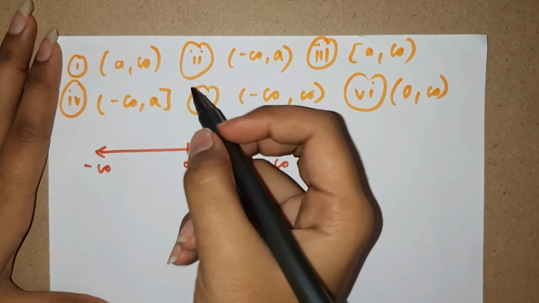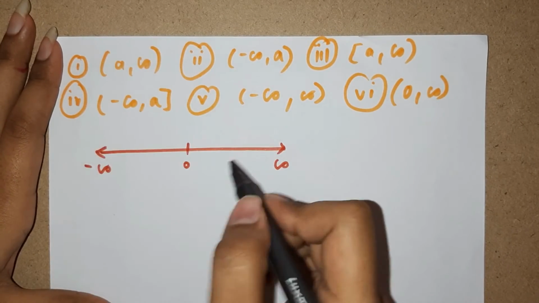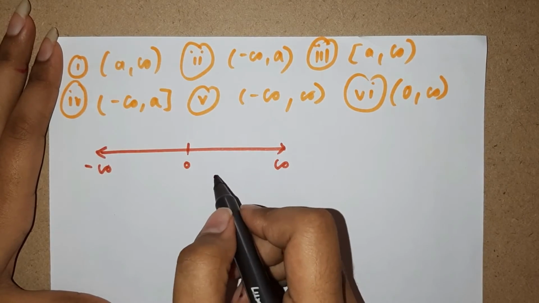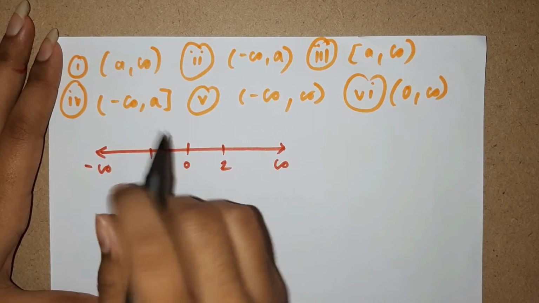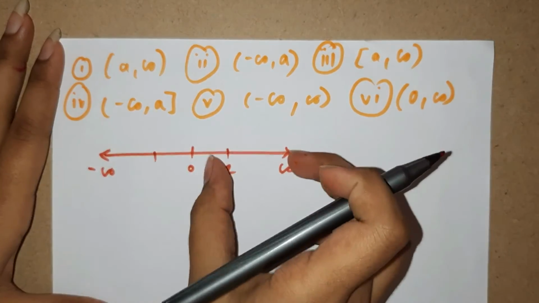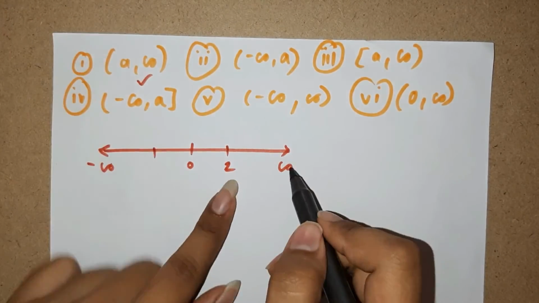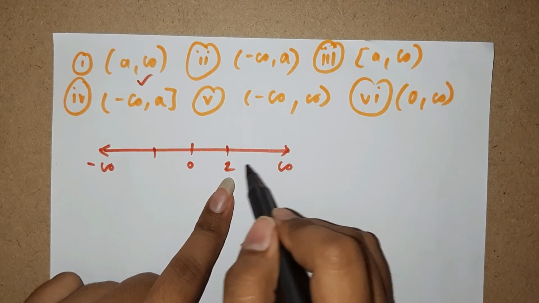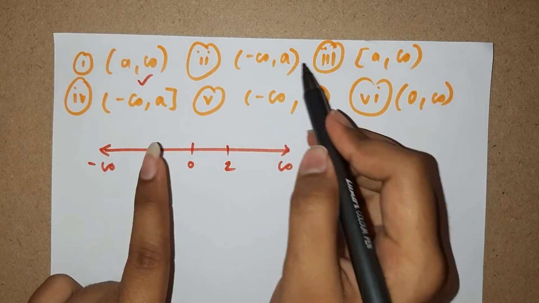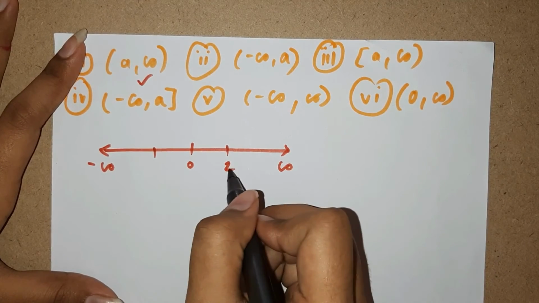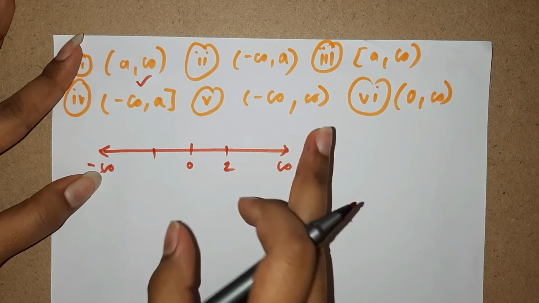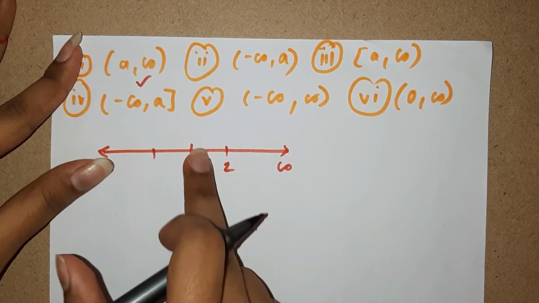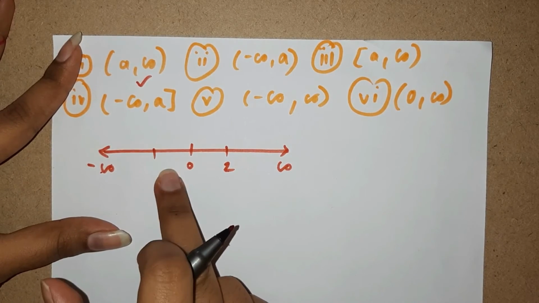Now the interval from a to infinity. A can have any value because it belongs to real numbers. Let's just take a as 2. So 2 to infinity, that is the interval, that is the first one. Any value between 2 and infinity, excluding infinity. Then minus infinity to a: this is 2 and minus infinity, the interval with all the values in between, those are the values which x will take.